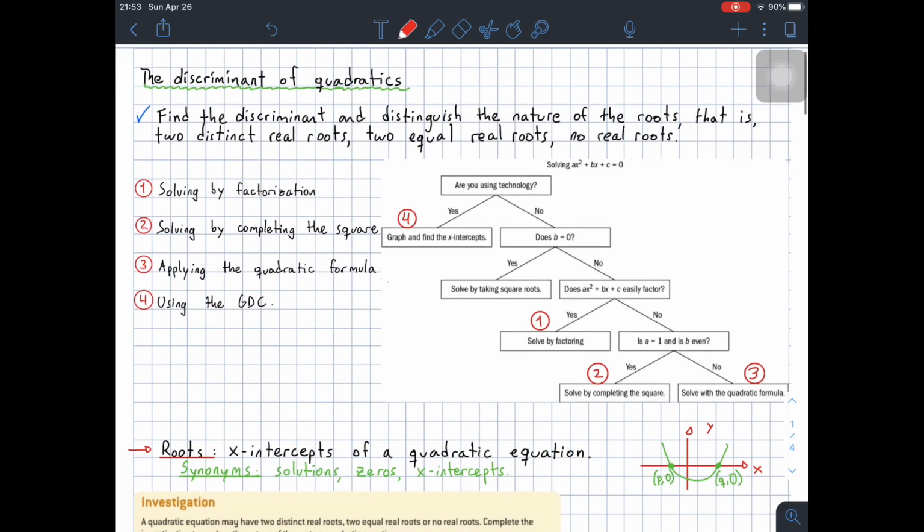The objective for today's class is to find a discriminant and distinguish the nature of the roots. That is, if there are two distinct real roots, two equal real roots, or no real roots.